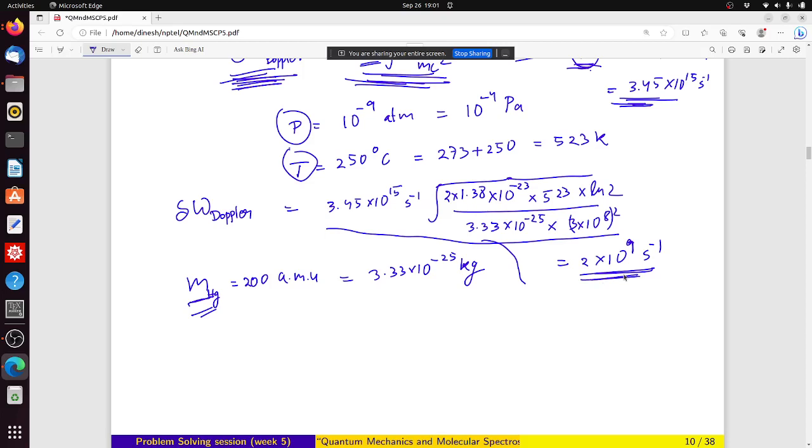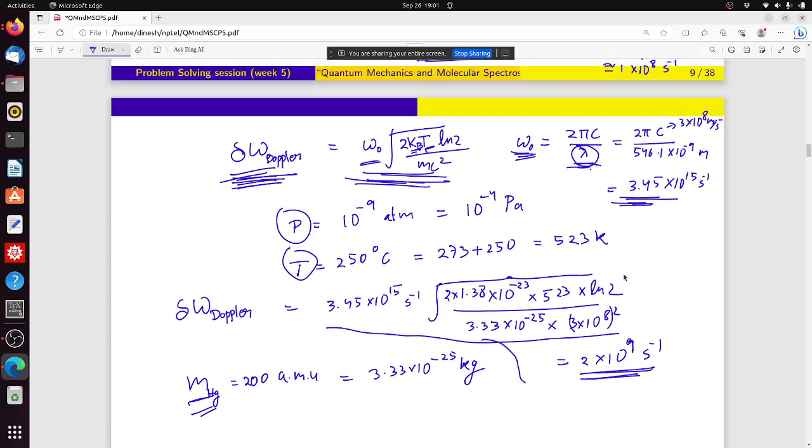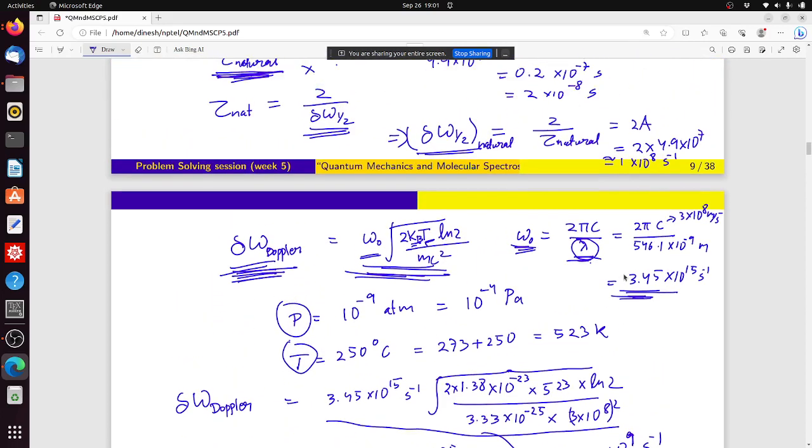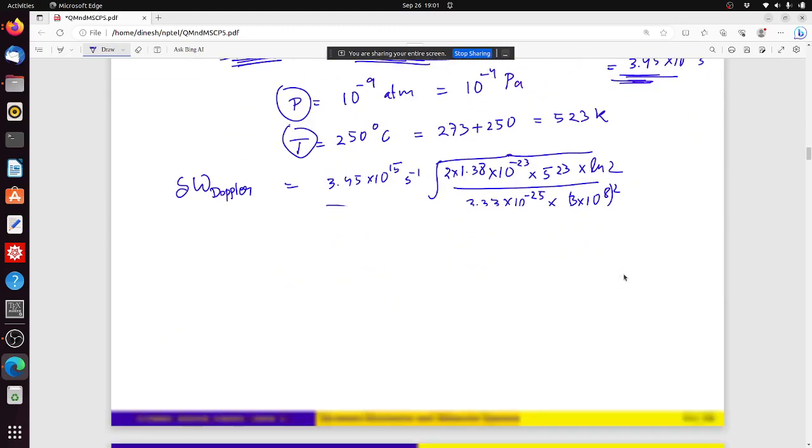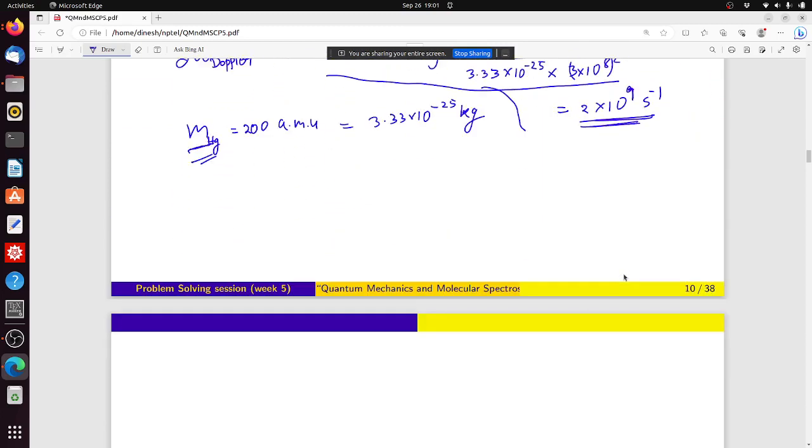Any doubts? Sir, say a little bit about the Doppler effect. What is Doppler? Maybe in chemistry this Doppler shape is different, but in physics the Doppler effect is like this. I am from physics, so I can explain it from the physics point of view.